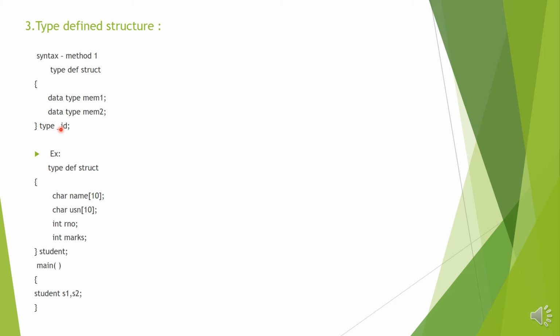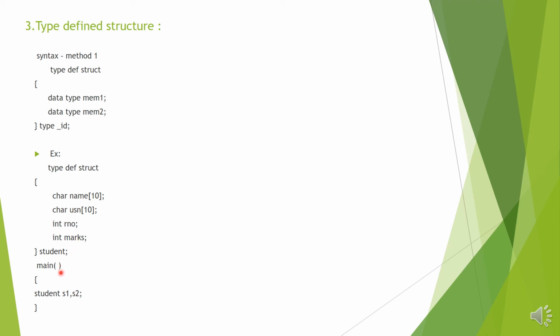Then the example we have here is for the student information system. It starts with typedef struct, then the bracket is opened, then you have the member variables to represent the name, USN, roll number and the marks. The name is of data type character, USN is character, roll number is integer, marks is also integer, and it is followed by the type ID, that is the name of the structure, that is student. Then this is the creation of the structure.